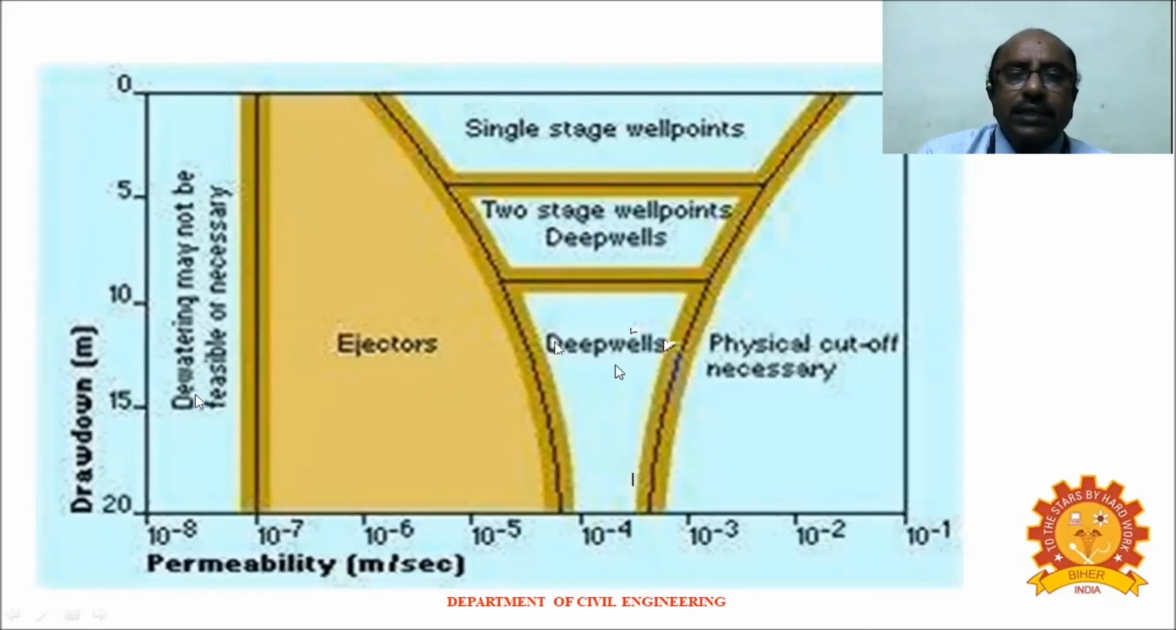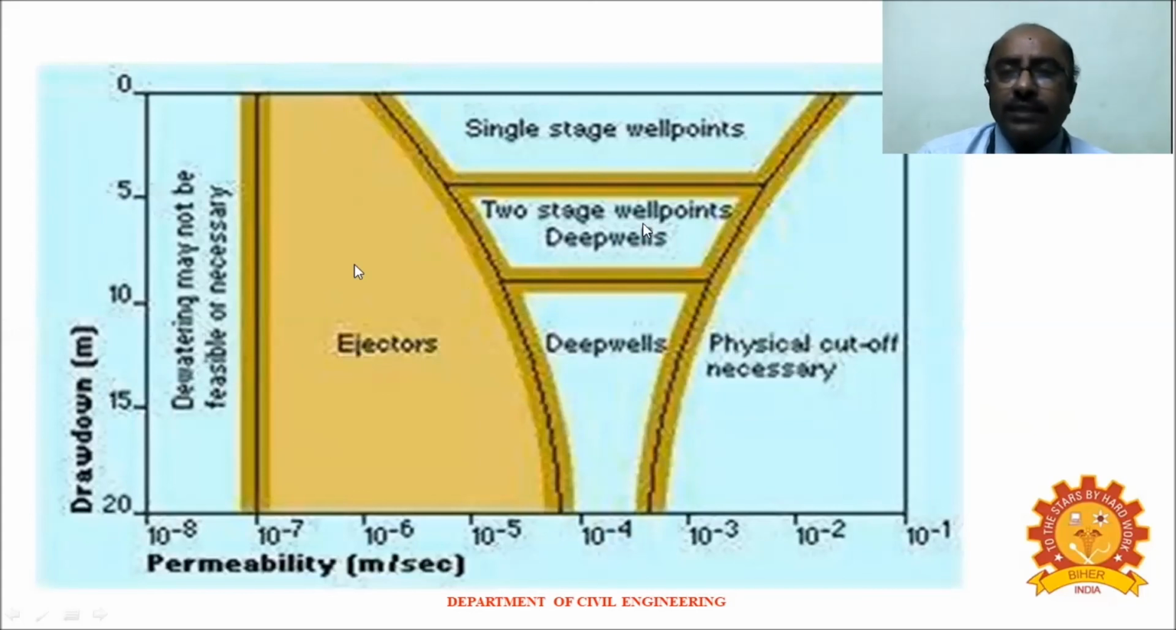And this is in the case of 10 power minus 4, that is silty soil. And here, this is in the case of coarse sand or gravel. Whereas if the permeability is 10 power minus 5 to minus 7, that means it is completely clay. So in that case, you have to go for only a jet ejector system or eductor system, then only it will be efficient. Otherwise, it will not be efficient.